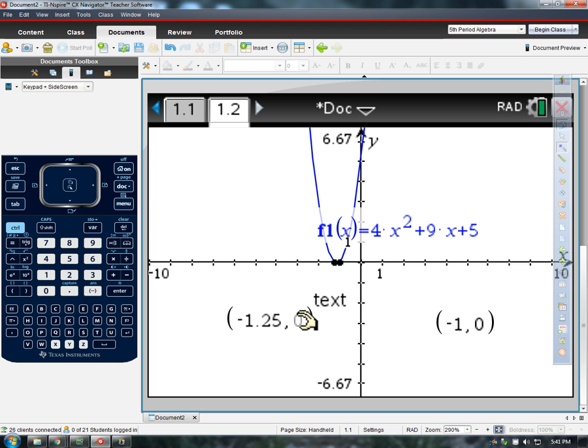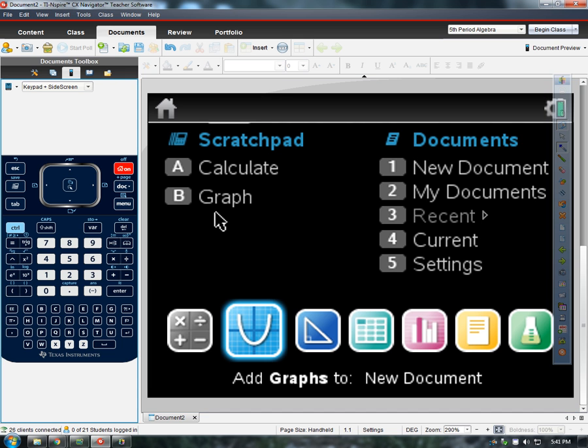If you need to, when you have your little hand, if you hit Control and the middle button while it says text, then it'll grab it and you can drag it around wherever you want it to go. Okay? Let's try another example.